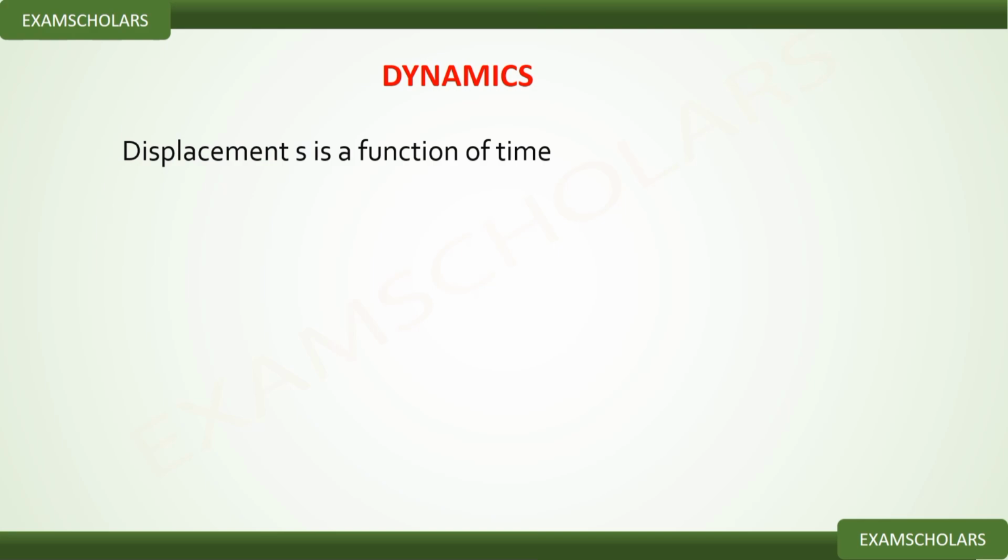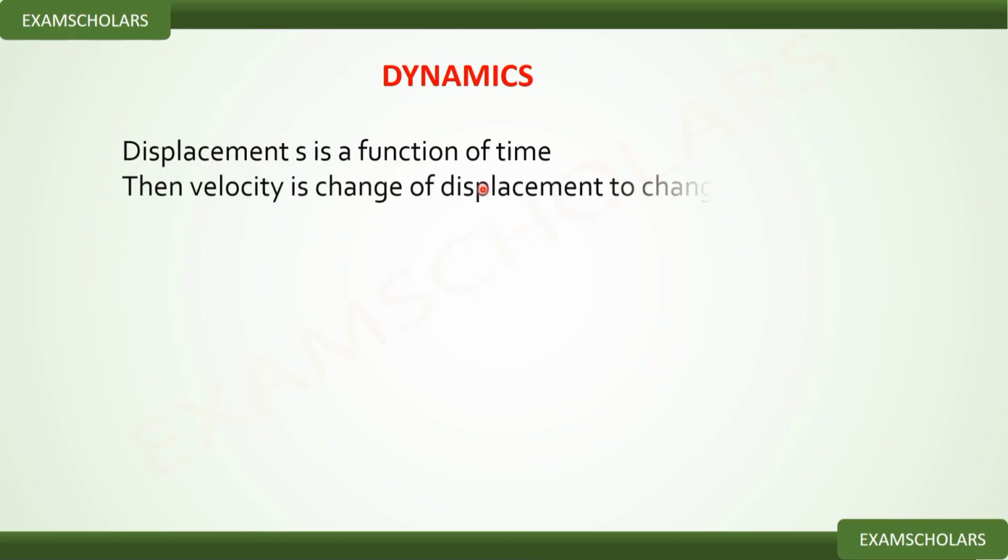So when you want to model a formula to find the displacement of an object in space, just take note that the displacement is taking place in time, so it will be modeled along time. Now we have another thing in dynamics, which is velocity. We all know that velocity is the change of displacement to change in time.